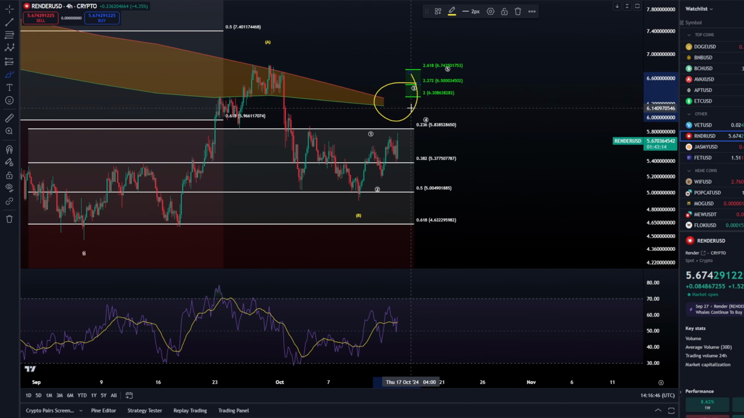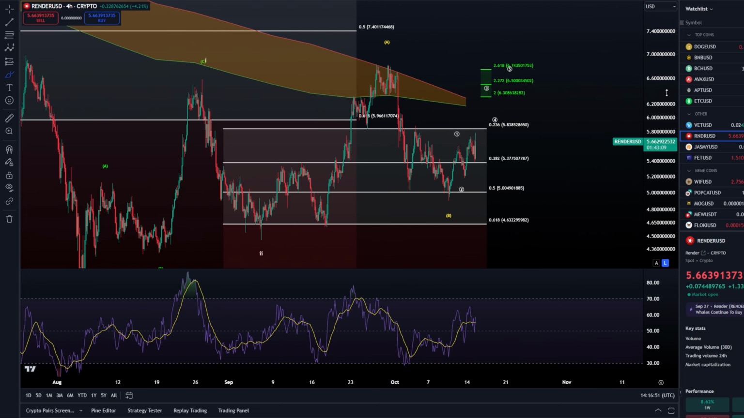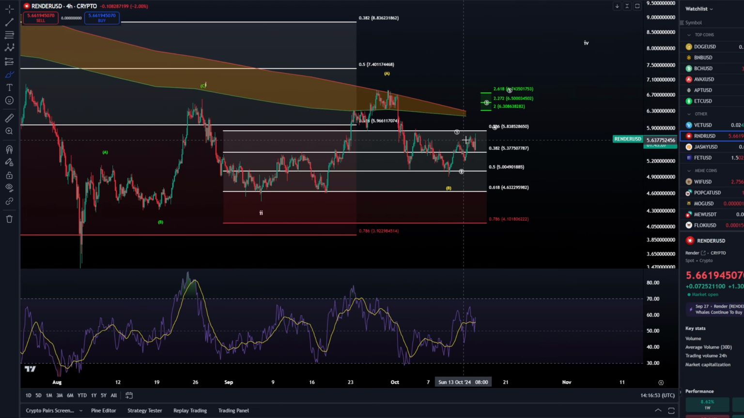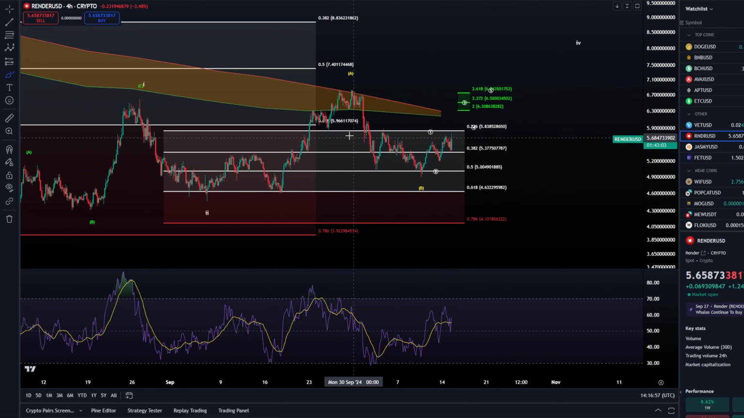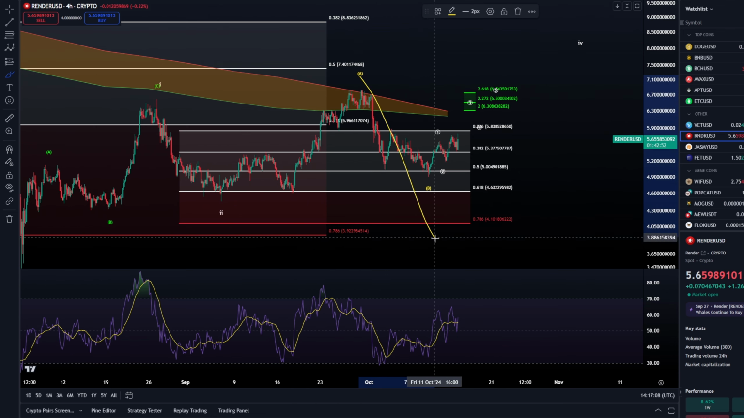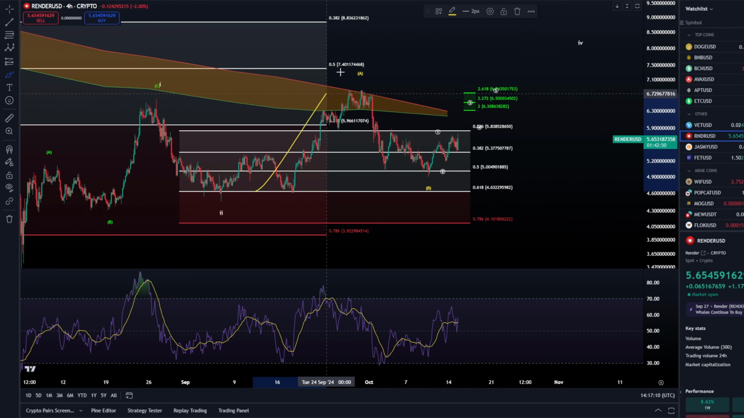If we get rejected by this area and we do not manage to get to the 200% extension, I think it's going to be very likely that we get another low in the B wave right here. And that would not be good because the B wave is not really allowed to go below $4.43 because then we will invalidate the whole 1-2 setup or the AB structure.